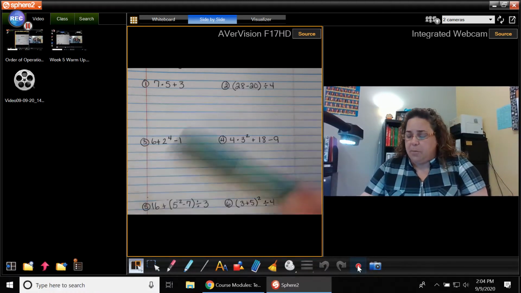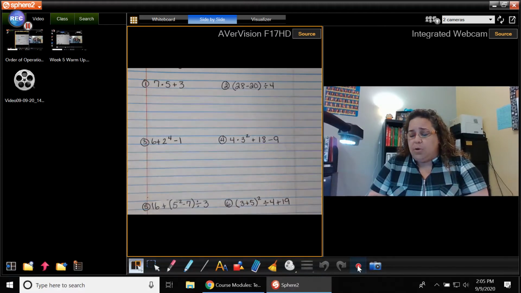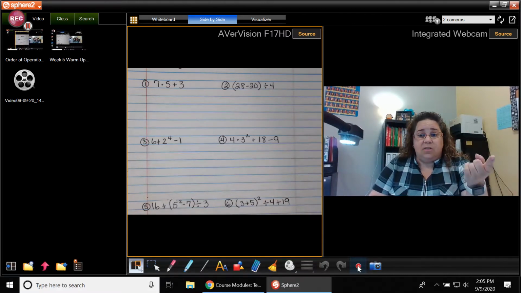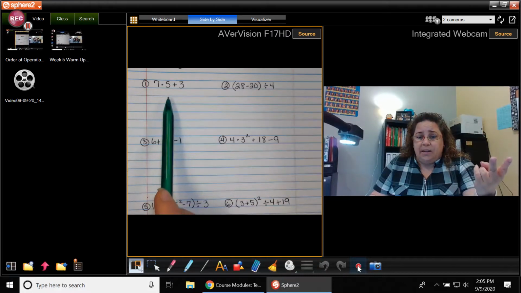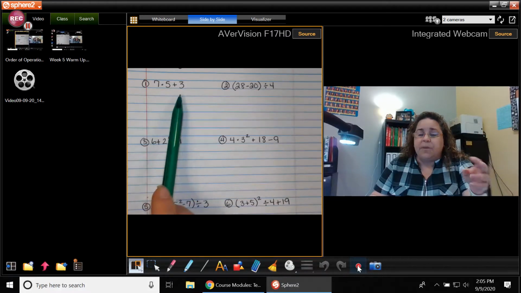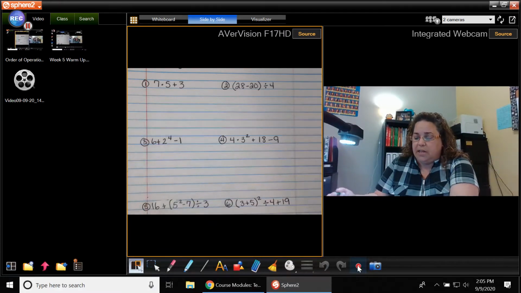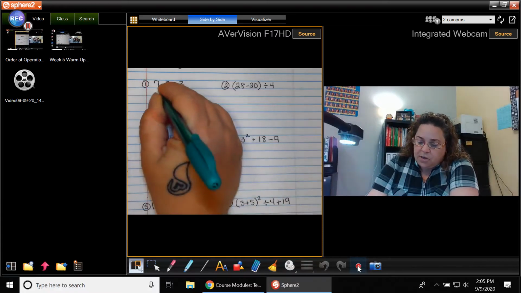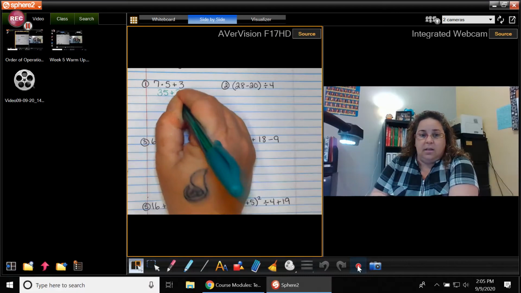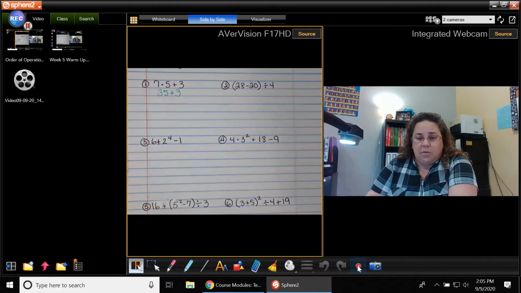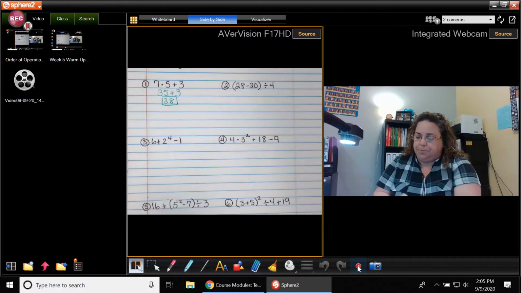So for number 1, we have 7 times 5 plus 3. Order of operations says to do parentheses first. I do not have any parentheses. Exponents next. No exponents. Multiply and divide. I do have multiplication here, so I'm going to go ahead and do that. 7 times 5 is 35. Bring everything else down. And 35 plus 3 is 38. So 38 is my answer.